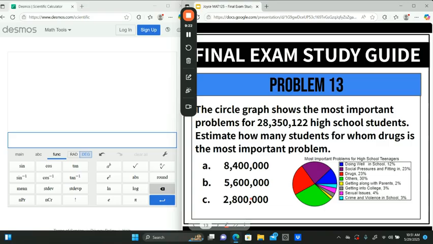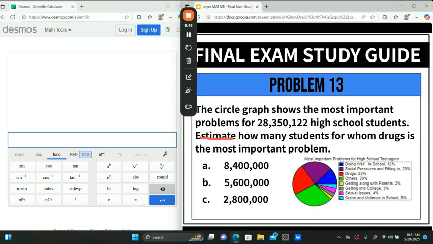Number 13. The circle graph shows the most important problems for 28,350,122 high school students. Estimate how many students for whom drugs is the most important problem. So let's go ahead and set up a proportion here. They are going to ask us to estimate, but let's set up what we know.